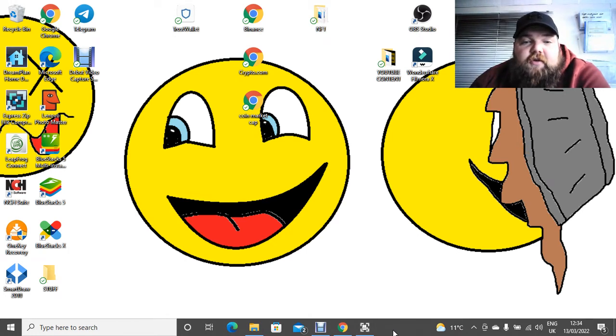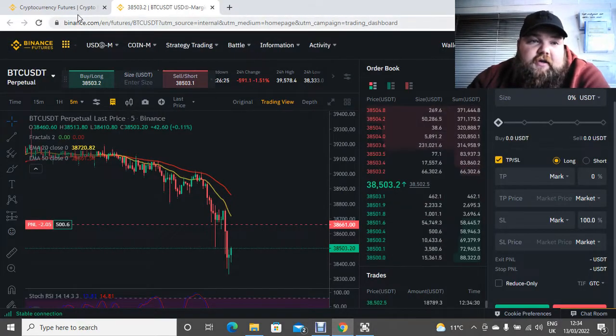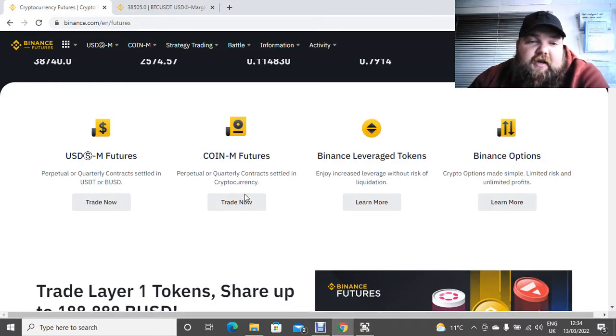Today we're going to be showing you how to use Binance Futures. We're going to be making orders, setting up a stop loss and setting up a take profit. So the first thing you're going to want to do is set up a Binance account.